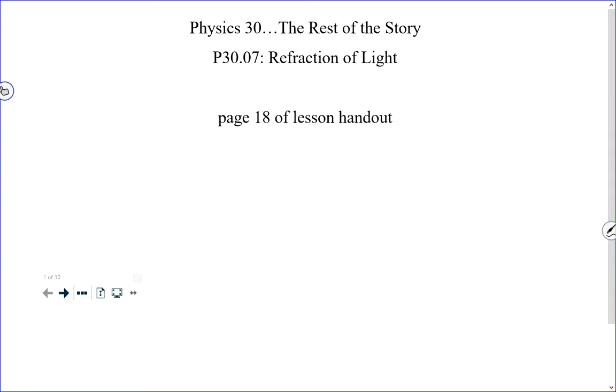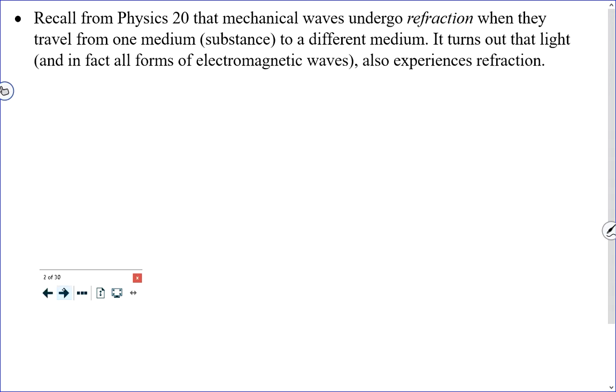You learned about mechanical waves undergoing something called refraction. Well, we're going to go into refraction in a lot more detail today, and then we're going to start applying it to light and electromagnetic radiation as opposed to just mechanical waves. So mechanical waves undergo refraction, this is the word we use, when they travel from one medium to another medium. So for example, when a water wave travels from a deep part of a pool to a shallow part of a pool, it undergoes something called refraction.